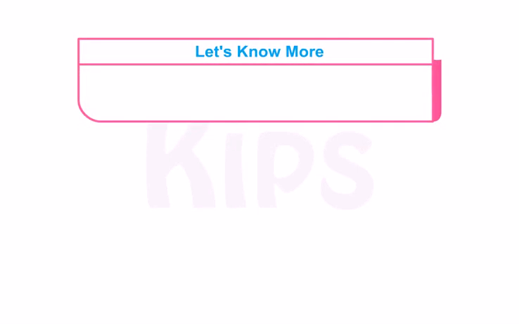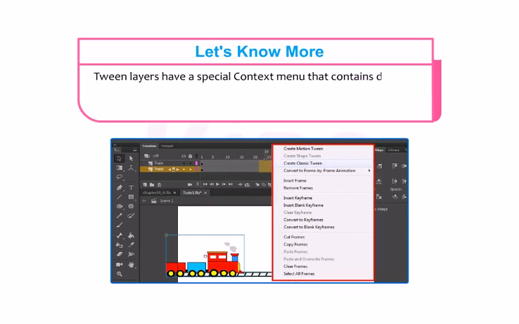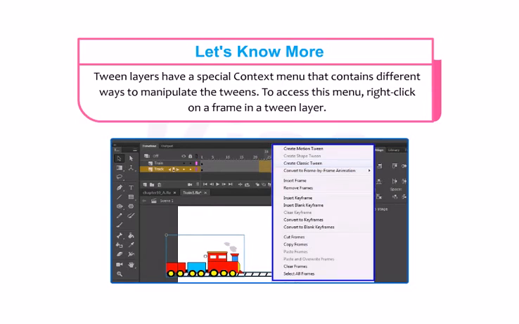Students, let us know more that a tween layer is a layer that contains one or more motion tween spans, static frames and blank keyframes. Tween layers have a special context menu that contains different ways to manipulate the tweens. To access this menu, right-click on a frame in a tween layer.